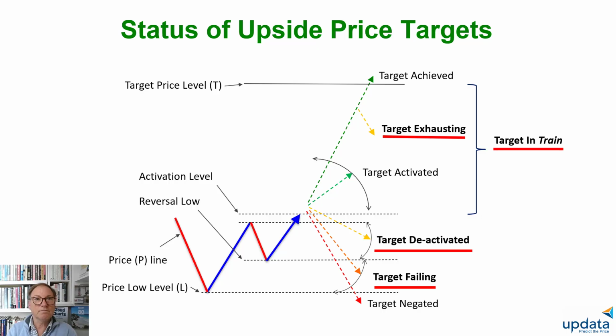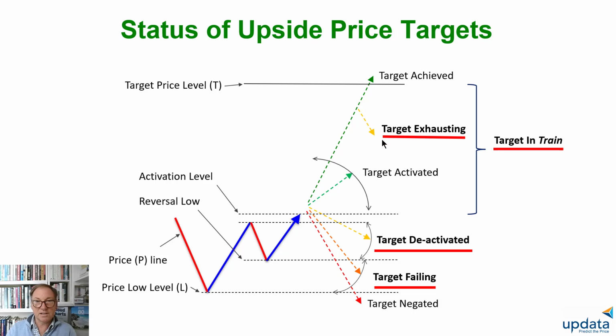So the status of the upside targets, thinking about these targets, is basically you have a new target. It's activated if you move 1 unit above, so that's the activation level. Remembering you need a low, you need a thrust off a low, you need a reversal low point, and then a move 1 unit above that level. And so that's a target activated. If you get to the target price level, that's a target achieved, and I'll talk about that in a minute. In this area here, we call the target, I tend to say the targets are in train.